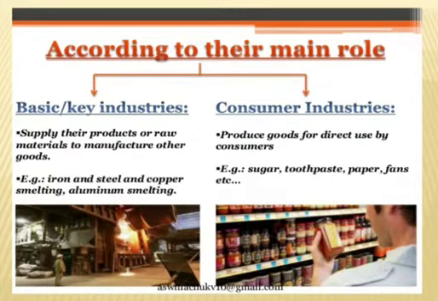According to their main role, industries are classified into basic or key industries and consumer industries. Basic industries supply their products or raw materials to manufacture other goods. Example, iron and steel, copper smelting, aluminium smelting. Consumer industries produce goods for direct use by consumers. Example, sugar, toothpaste, paper, fans, etc.